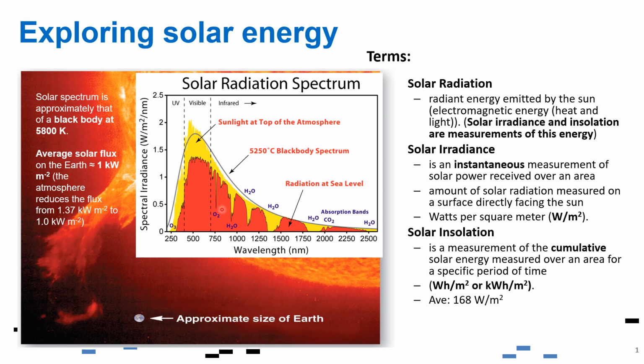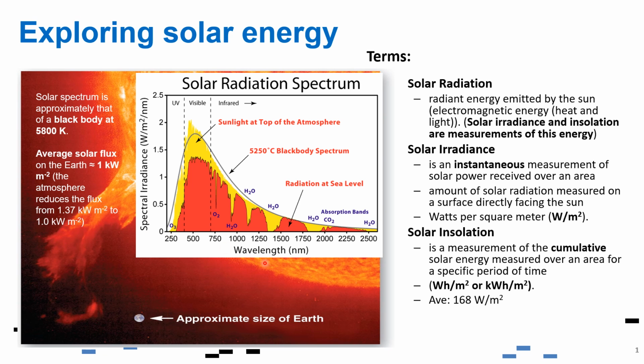Around 50% is absorbed by the Earth. If you average the solar flux that is being absorbed by the Earth, it is around 1 kilowatt per square meter, or 1,000 watts per square meter. The total flux that is actually entering the Earth is around 1.37 kilowatts. So around 0.37 is absorbed or reflected back.